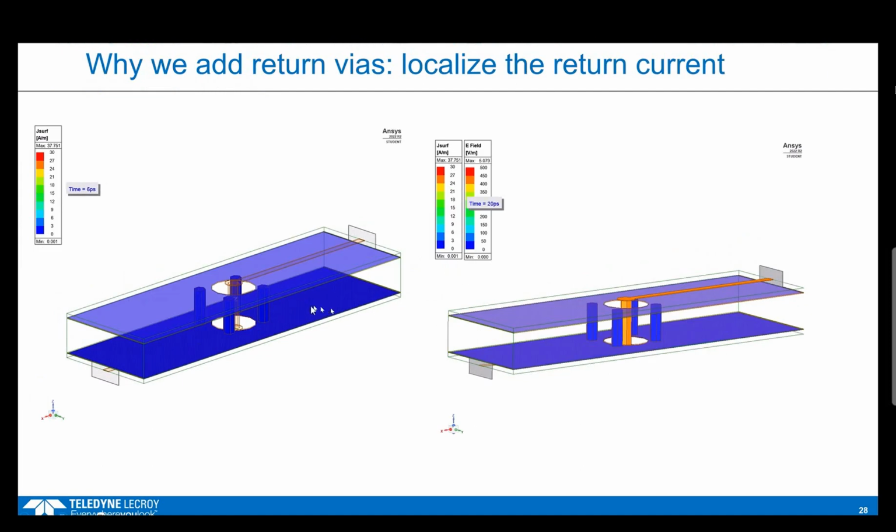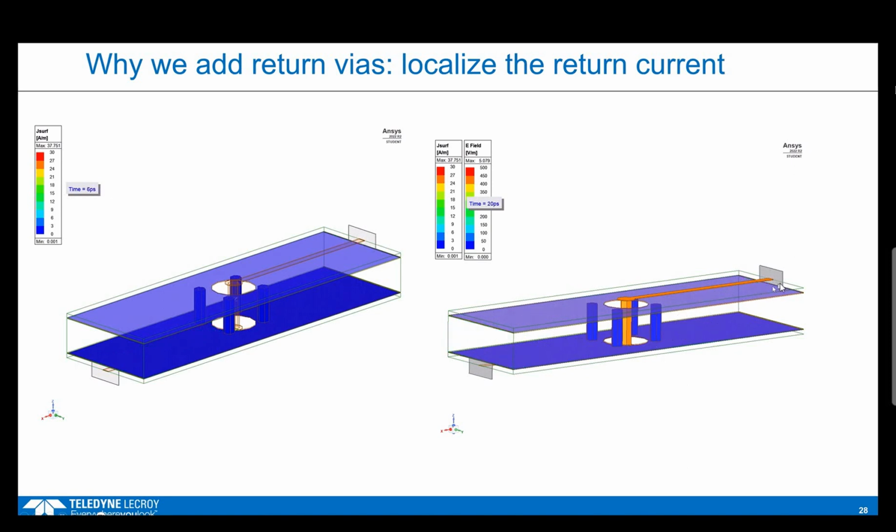And now we engineer return vias to localize that return current around the signal line. And as the signal propagates, here it is propagating, this is the current in the return plane. You can see it goes from the top plane to the bottom plane, look at this, actually going through those return vias to the bottom plane. And now when we look at the electric field in that cavity, we can see that the electric field in the cavity is dramatically reduced.